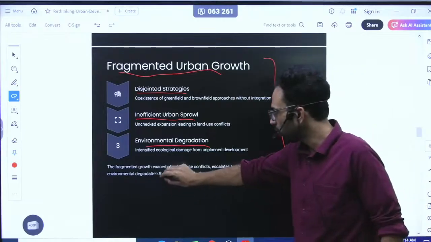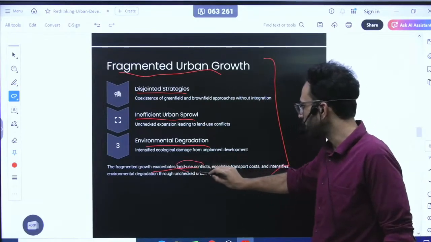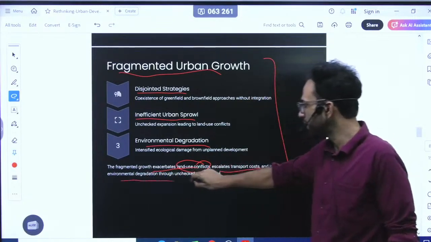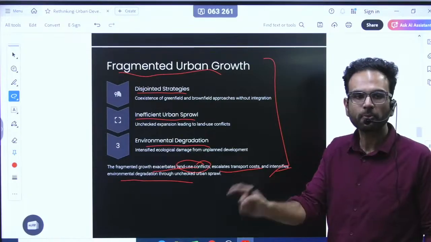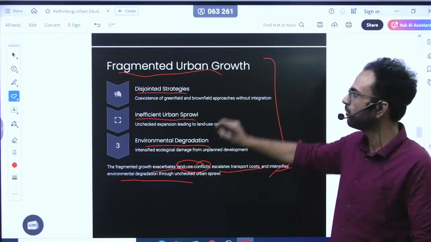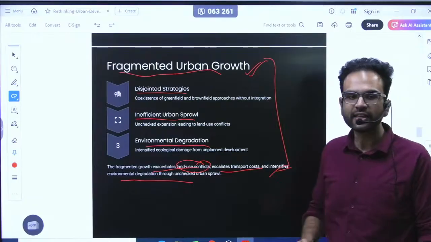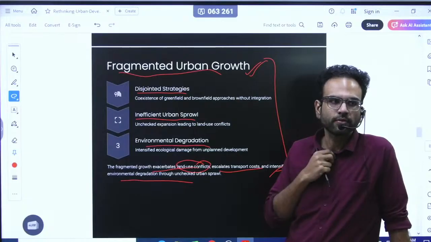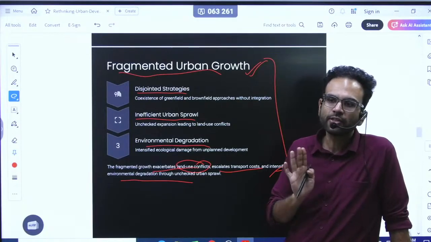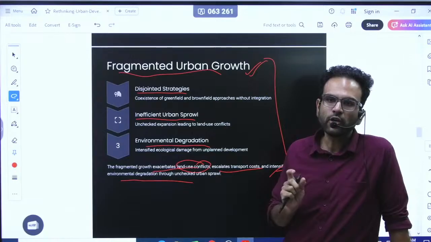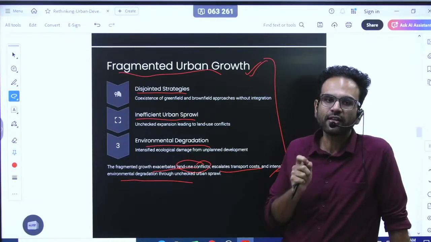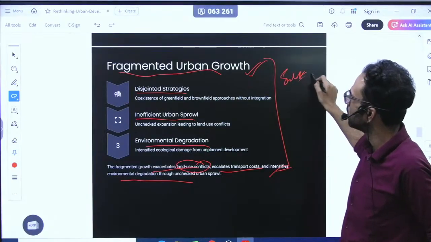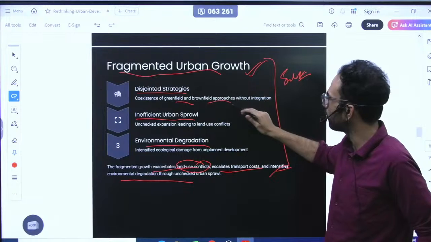The fragmented growth exacerbates land use conflicts, escalates transport costs, and intensifies environmental degradation through unchecked urban sprawl. Entire problem is captured in this single slide. The backstory required is elaborate, but exam is not the place to write stories. You need to communicate your idea in the shortest and crispest possible way and substantiate your points. Coexistence of greenfield and brownfield approaches without integration.